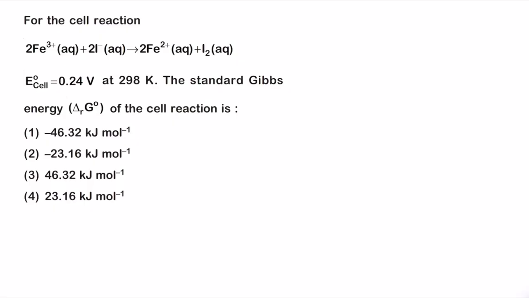For the cell reaction where iodide gives iodine, the E cell standard value is 0.24 volt at 298 Kelvin. What would be the standard Gibbs energy of the cell reaction? We know that delta G standard is equal to minus n F E cell standard. Here the n value we need to figure out.